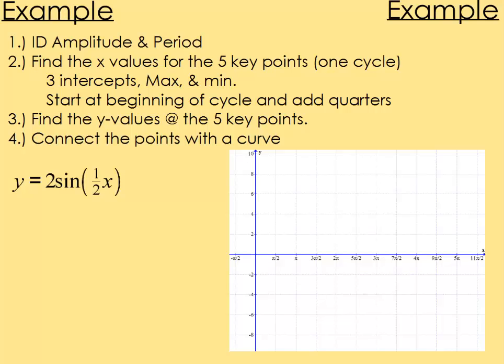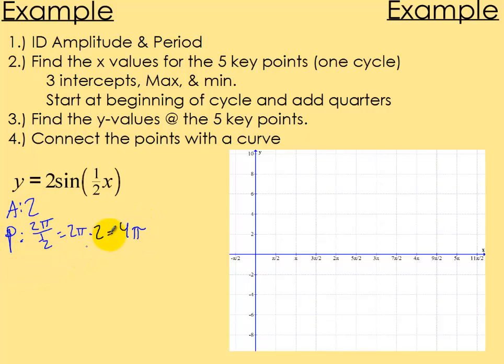Let's try some examples. Pause the video. Okay, graphing this. I want to ID the amplitude. Amplitude's 2. The period is going to be 2 pi over 1/2, which is the same thing as 2 pi times 2, which is 4 pi.